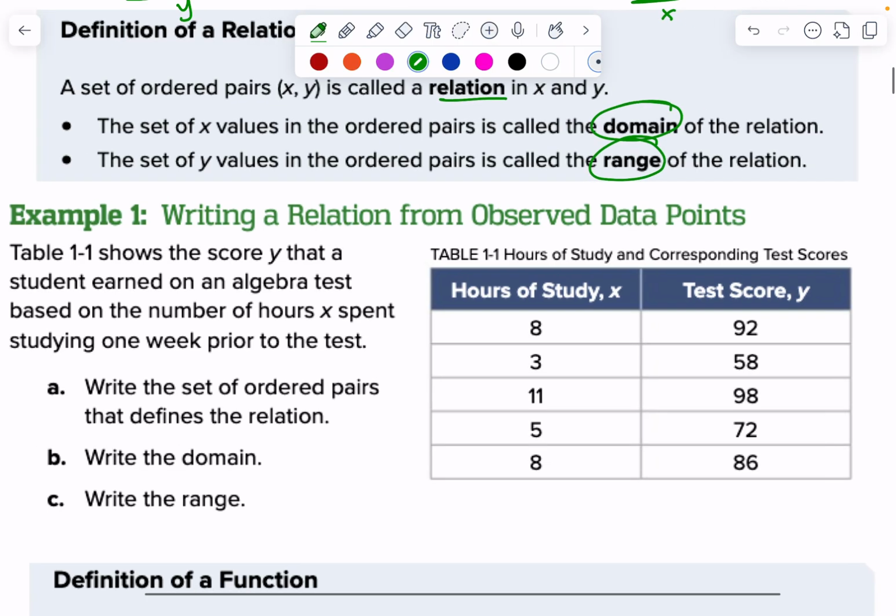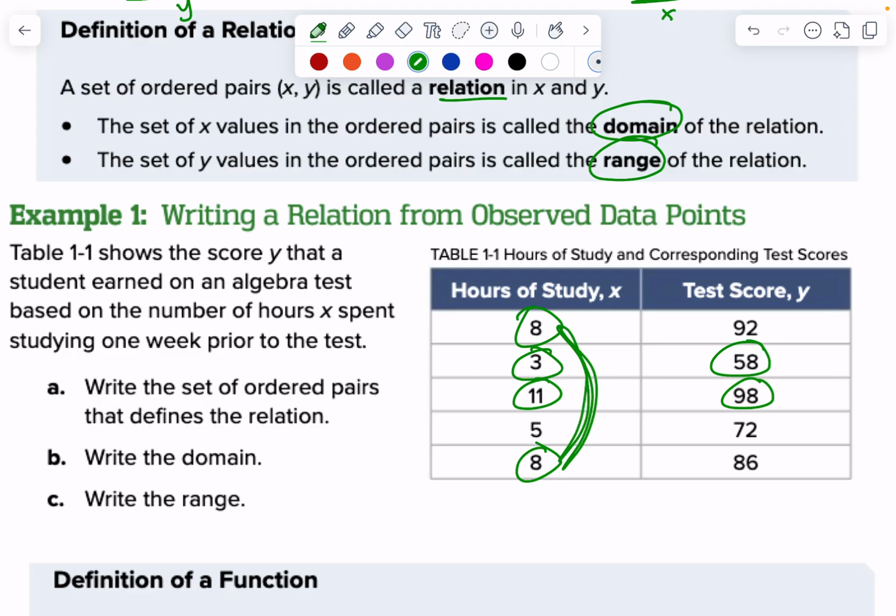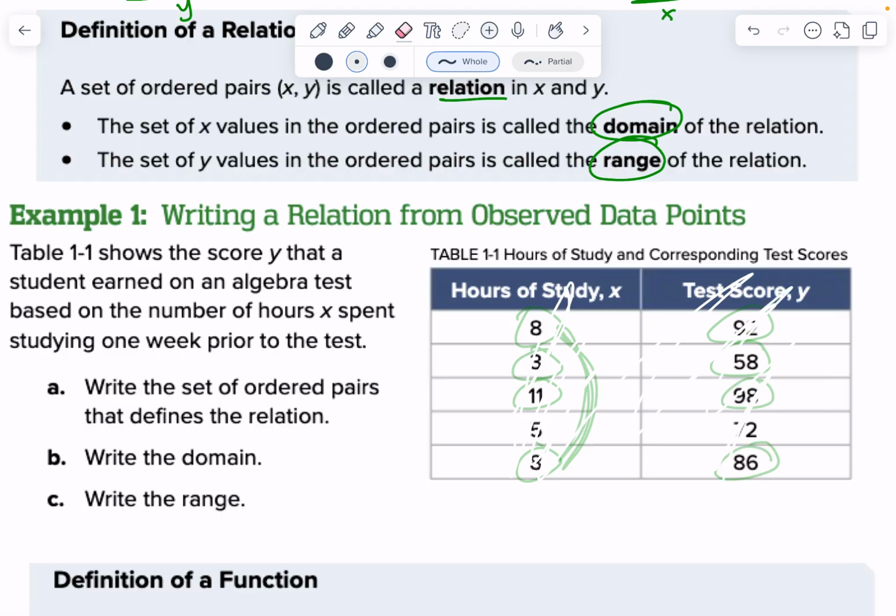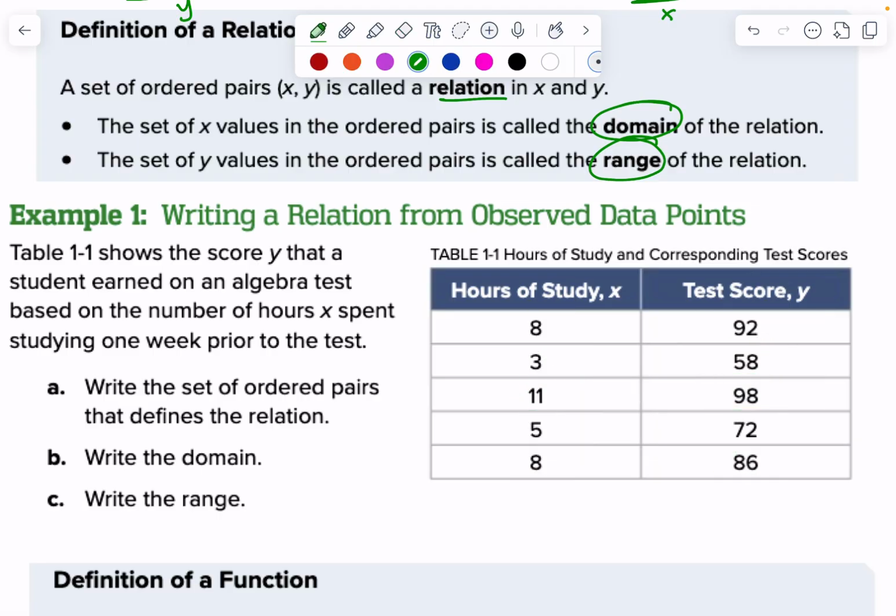It says write the set of ordered pairs that defines the relation. This is a table that shows the number of hours you study and then the test score. Are they related? Sometimes they are. This person studied 11 hours and got the highest grade. This person studied 3 hours and got the lowest grade. Some of the other ones, this person studied 8 and 8. These two studied the same amount, but their test scores were different. So it's not going to be a perfectly linear, one-to-one relationship, but they say that there is a relationship.